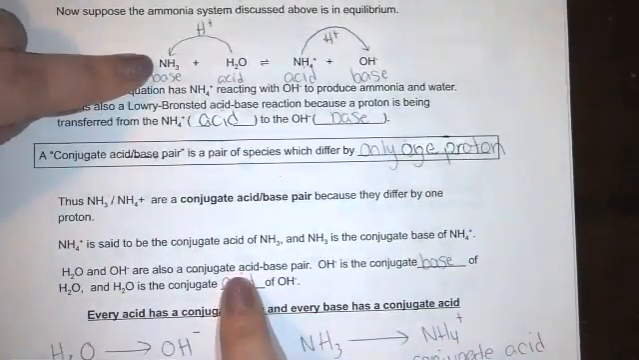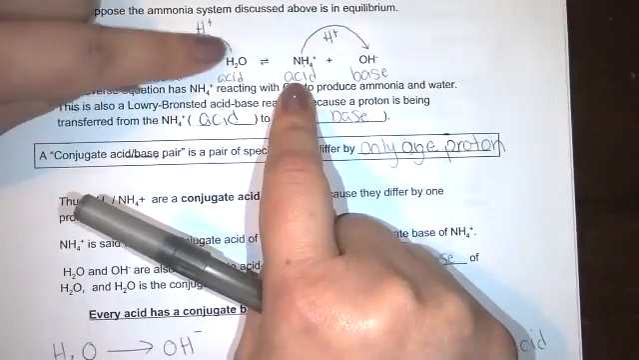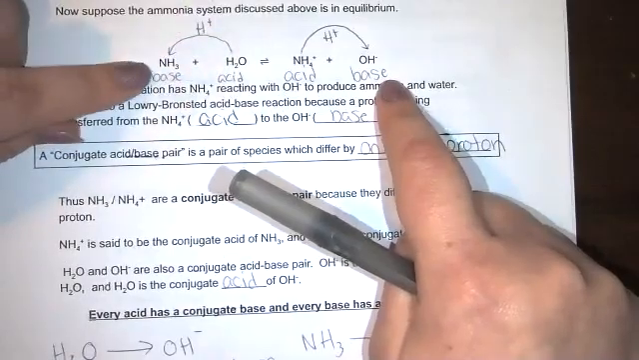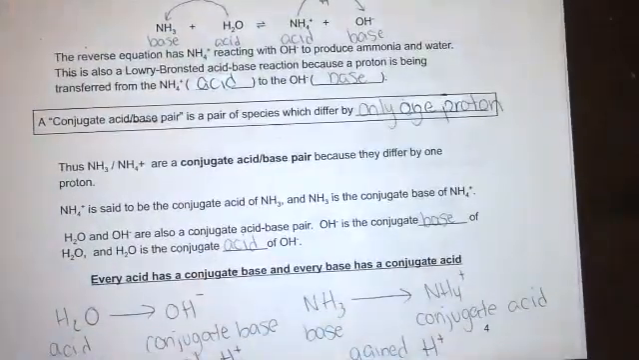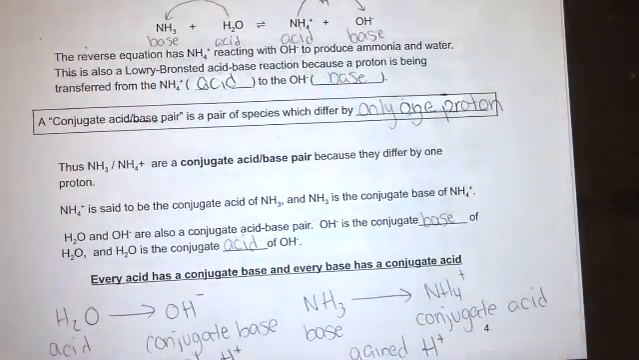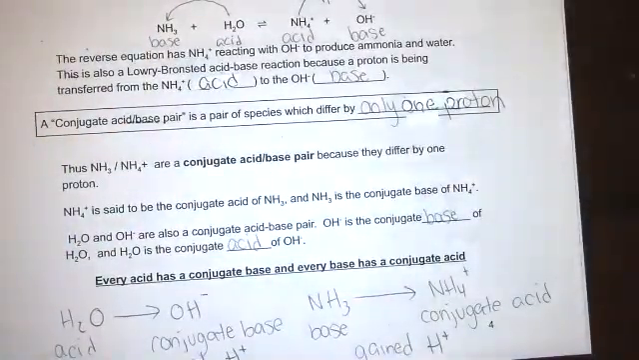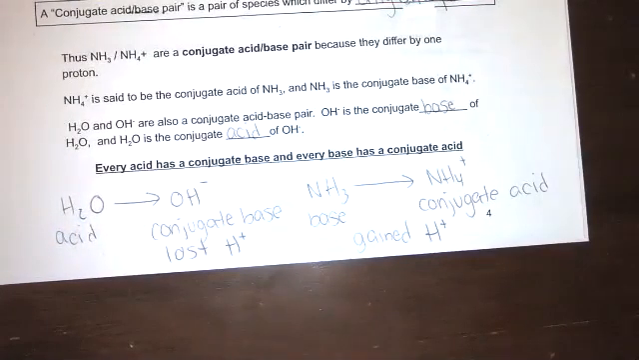So I have my ammonia here as a base, so its conjugate acid would be ammonium. I have water here as an acid, so its conjugate base would be hydroxide. Base, conjugate acid, acid, conjugate base. So a conjugate acid-base pair is a pair of species that only differ by one proton. Sorry, this should say one. Only differ by one proton. So just be careful when you're finding out which one is the conjugate acid or conjugate base. You might have to work a little backwards.